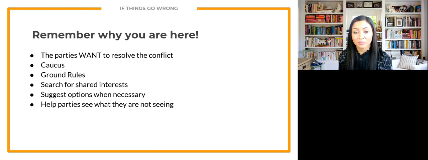This gives the parties private time on their own or with the mediator one-on-one. Remind the parties of the ground rules they established at the outset. Search for shared interests and suggest options when necessary. And finally, help the parties see what they may not be seeing.